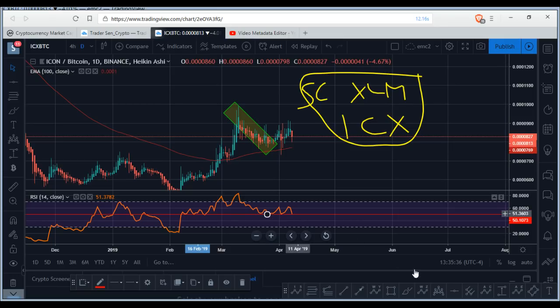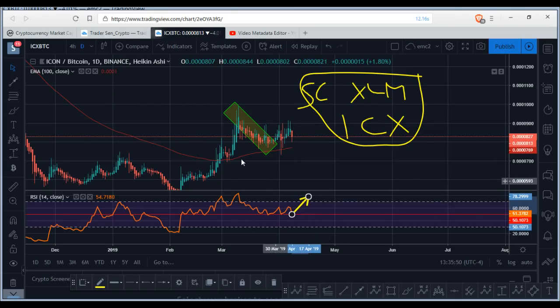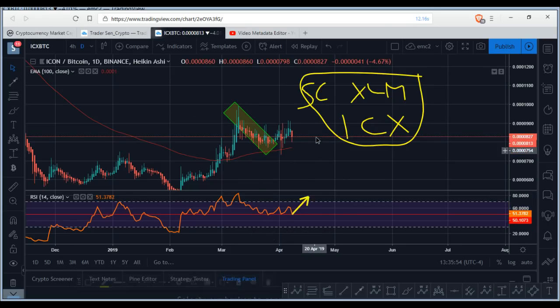A falling wedge, a sideways correction. The only thing you can expect is a move to the upside. That's the only thing you can expect. A falling wedge, a sideways correction, a double tap on this area of support. The only thing I can expect is a move to the upside.